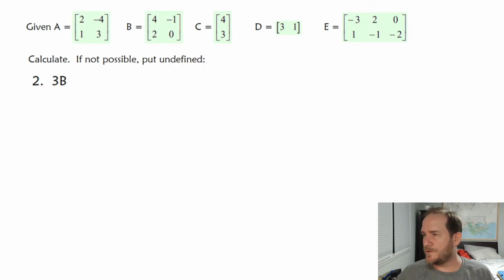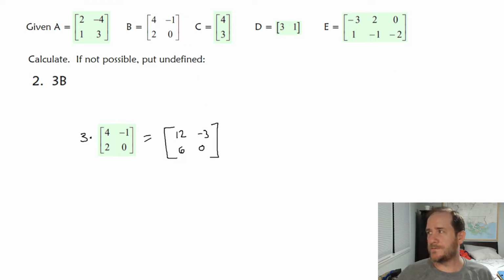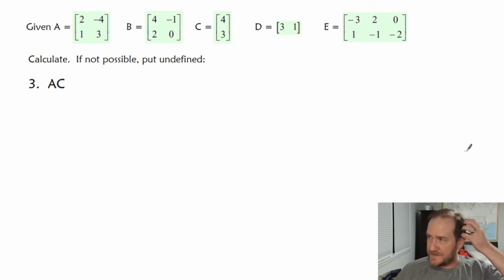So for this one, you're multiplying by a scalar. So grab matrix B. Doesn't matter what the dimensions are. If you're multiplying by a scalar, you essentially just distribute 3 onto every single entry. So it'll be a 2x2 again. You'll get 12, -3, 6, 0. What could be easier than that? Not much. A times C.